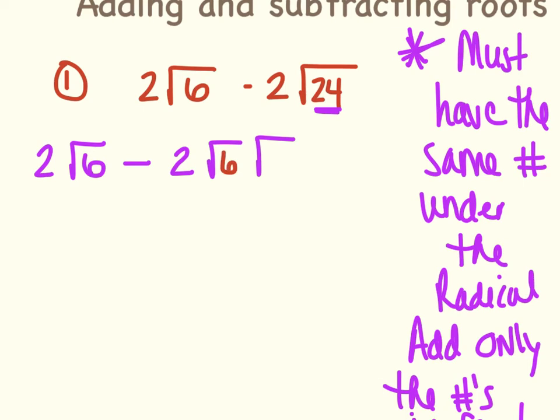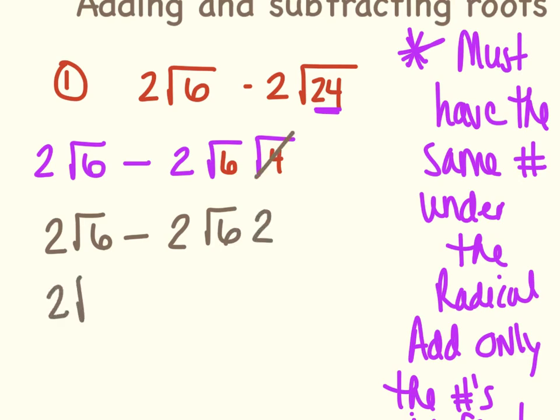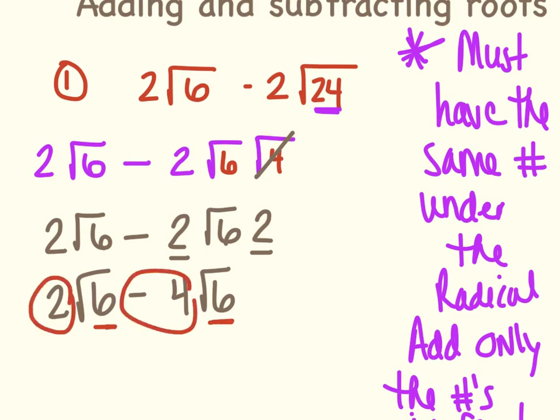Well, I'm going to say 6 times 4 is 24. So now I can leave this as 2 radical 6 minus, I'm going to leave the 2, I'm going to leave the radical 6, and the square root of 4 turns into the number 2. So I'm going to multiply the numbers together here, so I'm going to get 4 radical 6. And now the rule says you can add only the numbers in front once the numbers under the radical are the same. So I have a radical 6 and radical 6, so I'm only going to add the numbers in front. So 2 minus 4 gets me negative 2 radical 6.